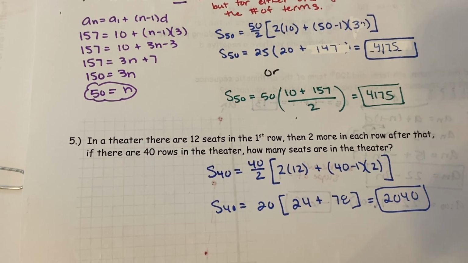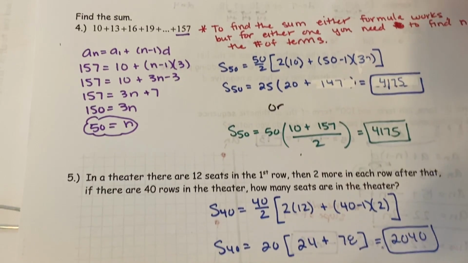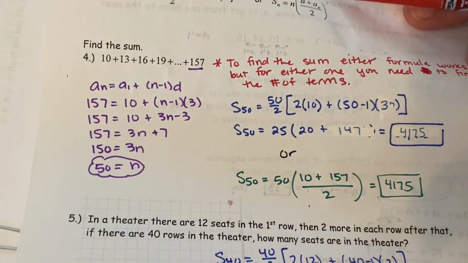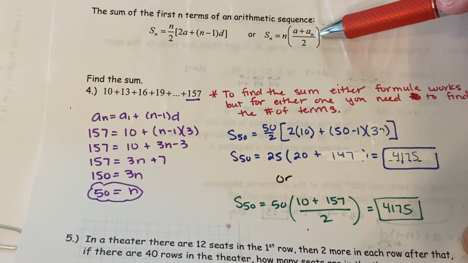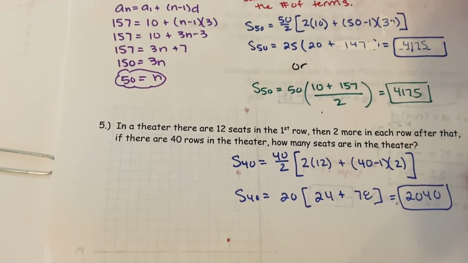You could have also used the second formula, but in order to use that second formula, you would have to figure out how many numbers were in the last row. So you would have to find a sub 40.